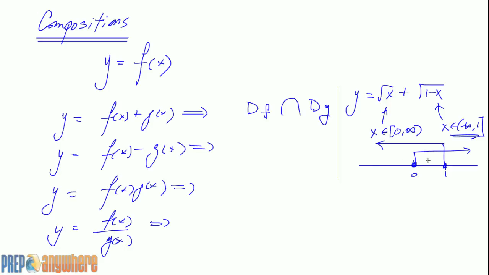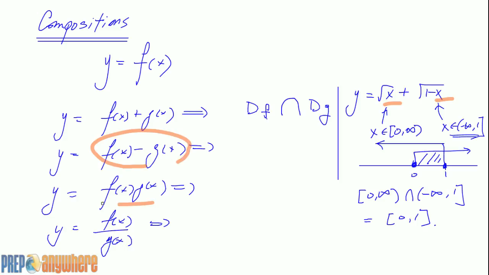What x values are satisfied in both conditions? Do you see that it's only between 0 and 1? Between 0 and 1, it is greater than 0, and at the same time less than 1. So this is your new domain, 0 to 1. This is how you find the domain of a sum of two functions. It's the same thing for subtraction as well as multiplication.